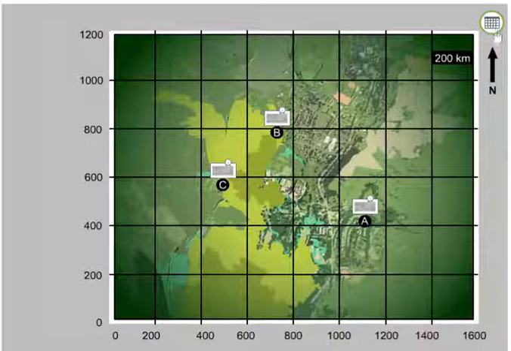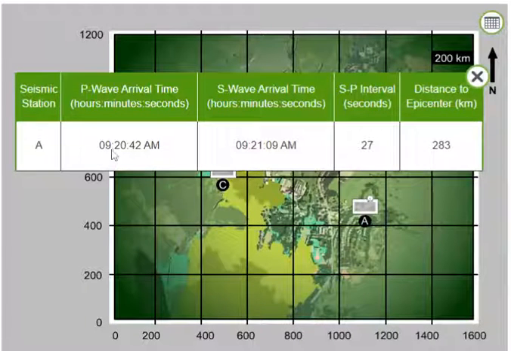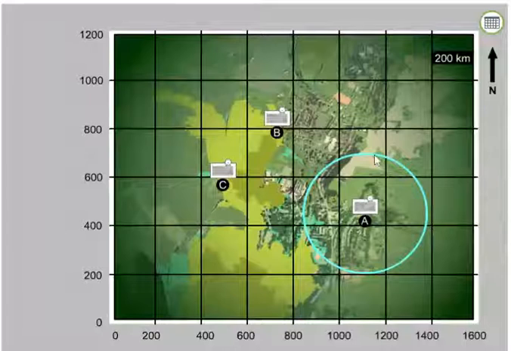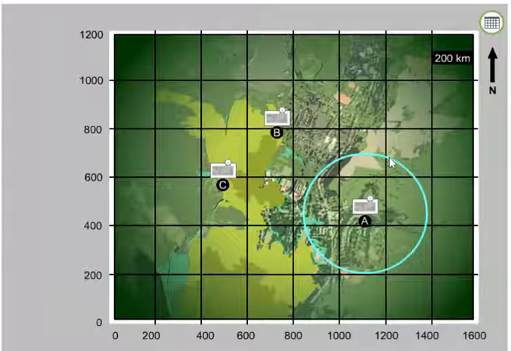2 waves. So the first one, station A, reports in at 9:20 and 42 seconds that the primary wave arrived. At 9:21 and 9 seconds, the secondary wave arrived. That means that there's a 27-second interval, which means that the epicenter is roughly 283 kilometers away from station A. So we can represent that by this teal circle around station A. So that tells us that the epicenter would be located somewhere along the lines of this circle.